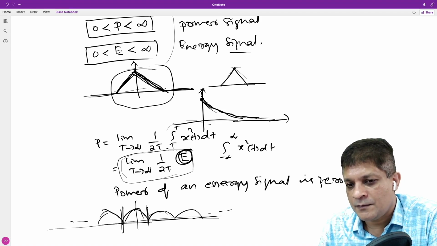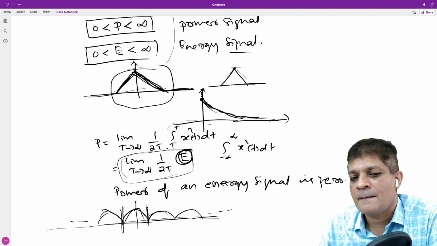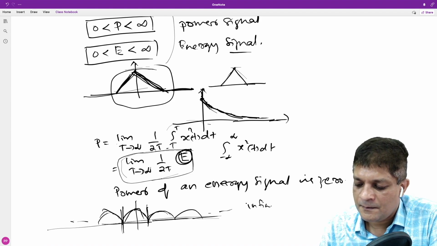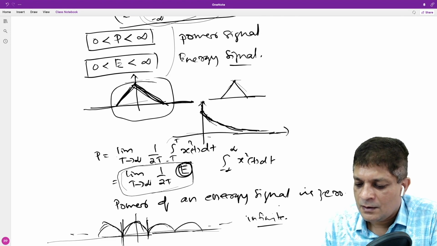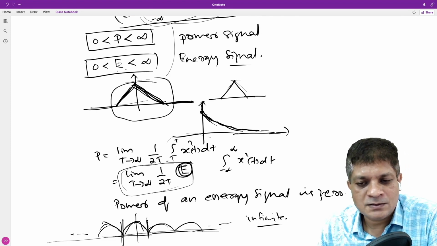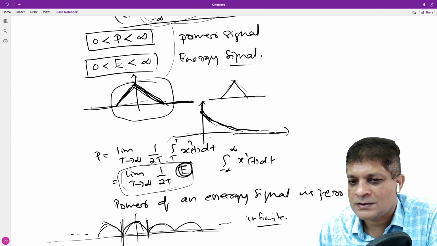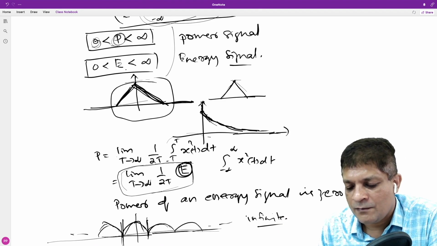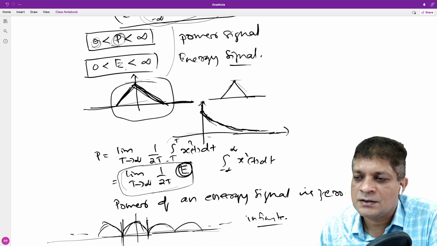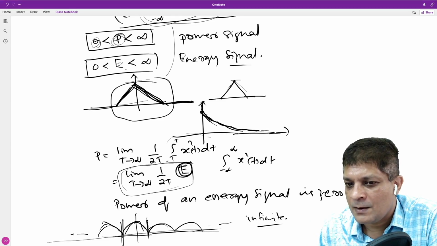Now what will be the energy of a power signal? Infinite. Isn't it? Energy of a power signal is infinite. So from this definition, we can say that a signal cannot be both energy and power signal, isn't it? Is it possible? If it is having finite energy, then the average power is 0. And if the signal is having finite average power, then the energy is infinite. So a signal cannot be both energy signal and power signal.